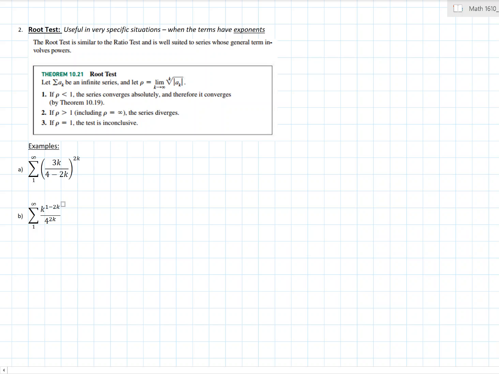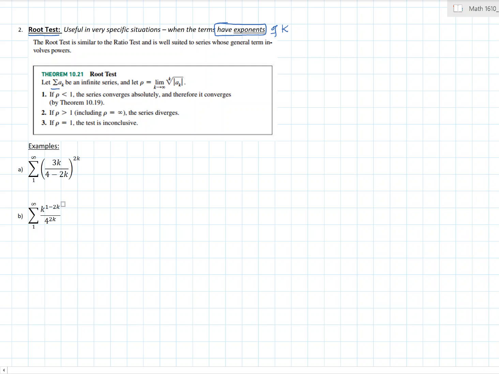Okay, so we start with the last of these tests, and it's called the root test. This is used in very specific situations when the terms have exponents, and exponents obviously of k. So the root test says the following.